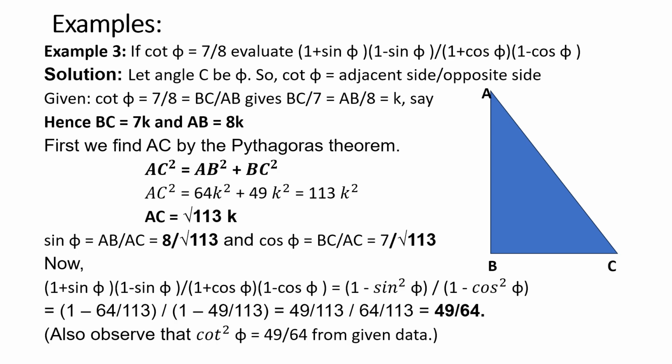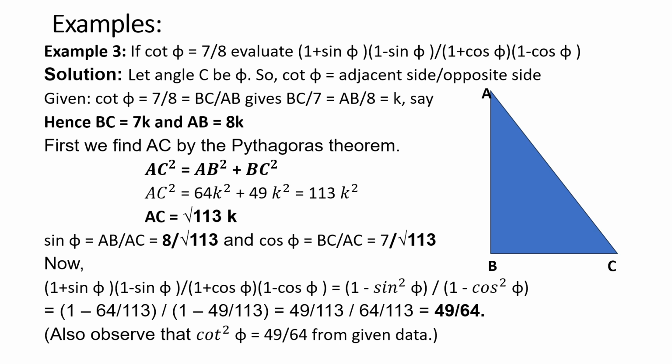Next, we are discussing different types of examples based on the trigonometric ratios. Next is: if cot phi, where phi is any angle, is 7 by 8, evaluate the value of (1 plus sine phi)(1 minus sine phi) upon (1 plus cos phi)(1 minus cos phi). Now see, since these ratios are defined for a right angle triangle, we will imagine a right angle triangle with right angle at B. Now we are given cot phi. Phi is any one of the two acute angles, so let angle C be phi.